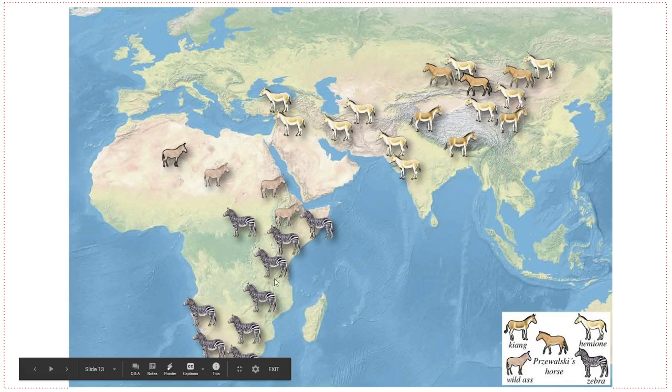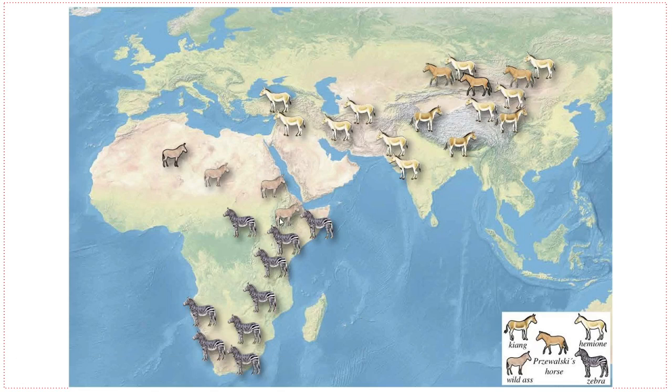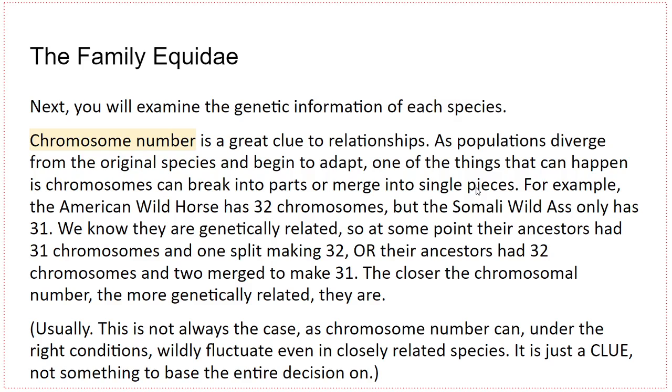Do you think the zebra is more closely related to the wild ass or to Przewalski's horse? Okay. Just by looking at that one thing, you should be able to tell who is closely related to who and who's not. Okay. Take a close look at this map and let it give you some clues.